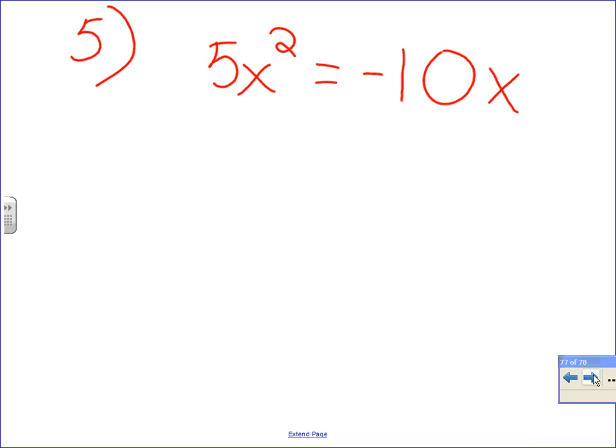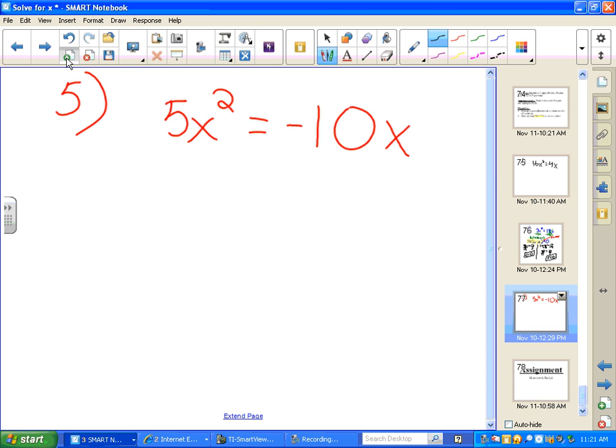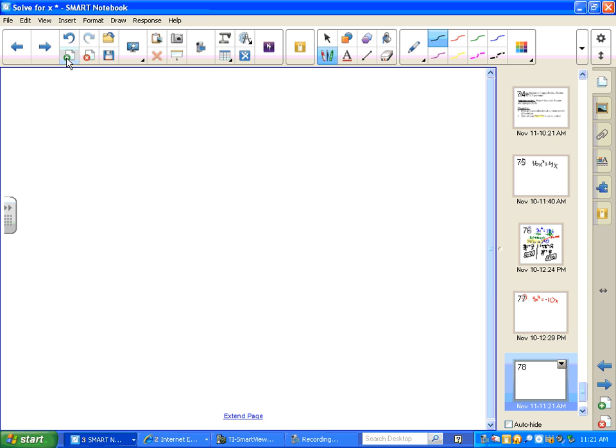Not that one. Okay, we're going to do number 5, but not this one. You guys are ready for a little bit harder. Okay, number 5. All right, let's go with x squared plus 3x equals 0. X squared plus 3x equals 0.